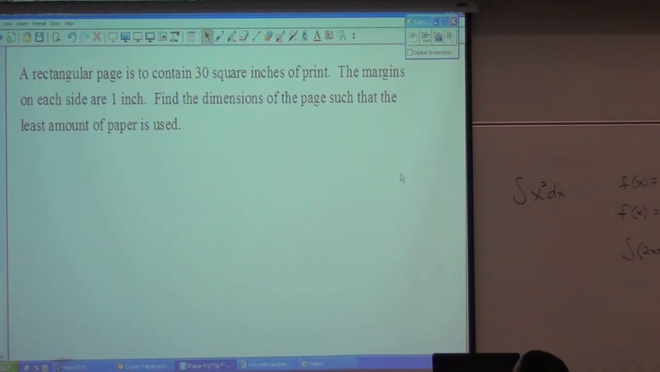This is a good one. Rectangular page, and this is with calculator. The rectangular page contains 30 square inches of print. The margins on each side are 1 inch. Find the dimensions of the page such that the least amount of paper is used.